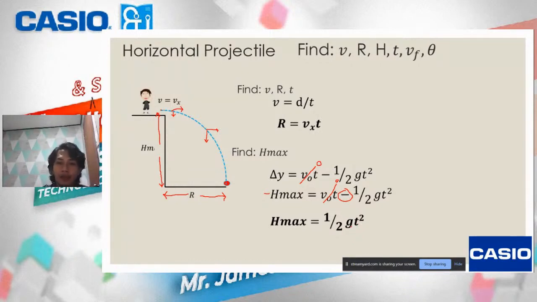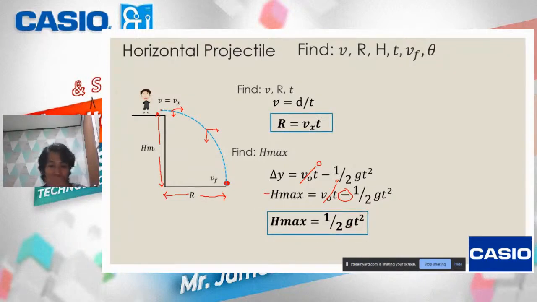Now, how do we get our time? Okay? We can get our time by using also this equation. Okay? Provided that we have the value of our h max, we can simply manipulate this equation. So we multiply both sides by 2 over g, and then square root the answer, then we're going to have our time. Okay? Now let's find the value of our components x, y, then our final velocity.